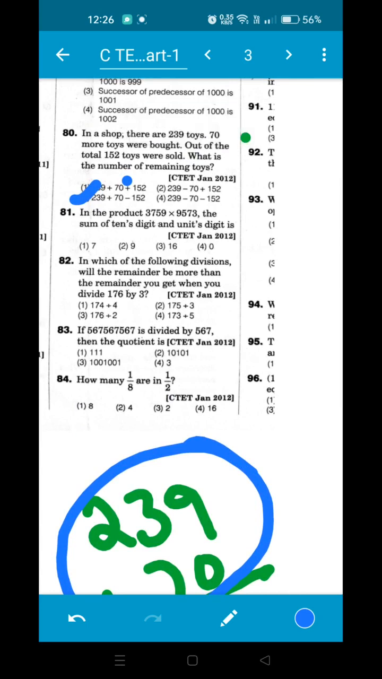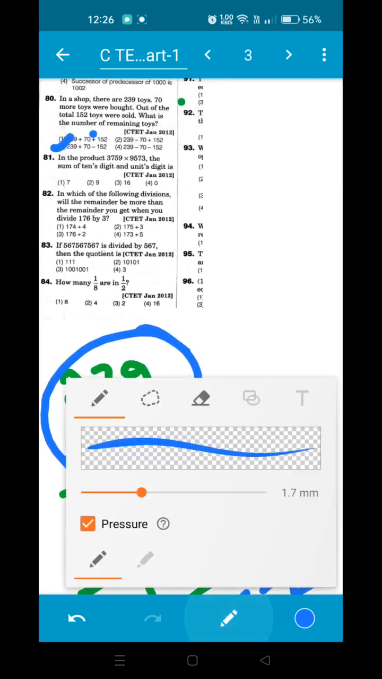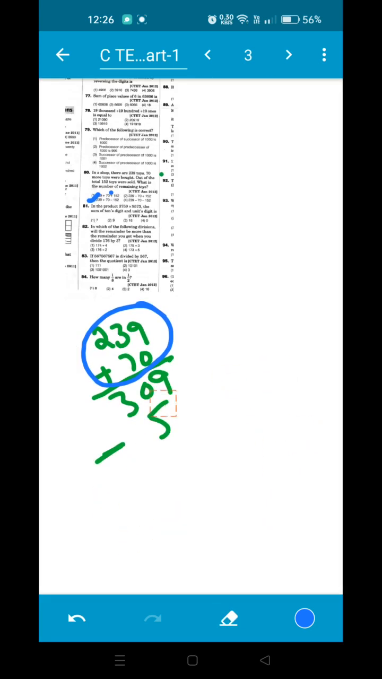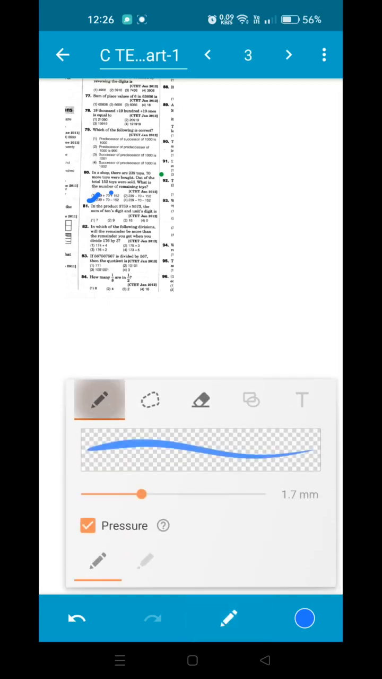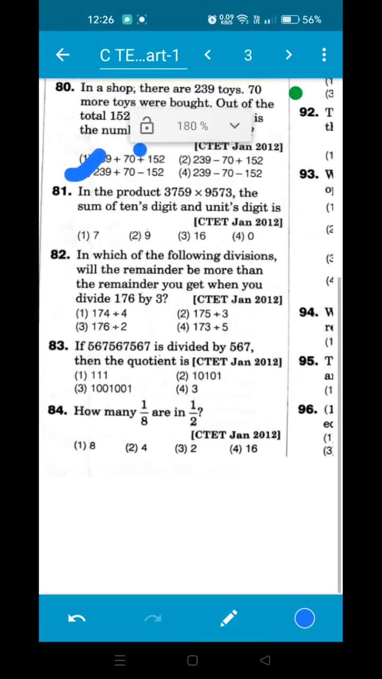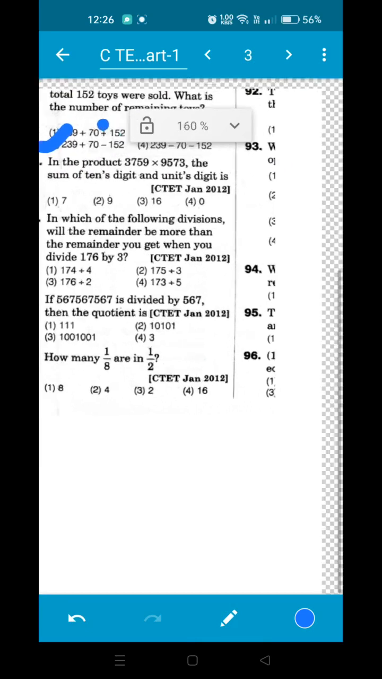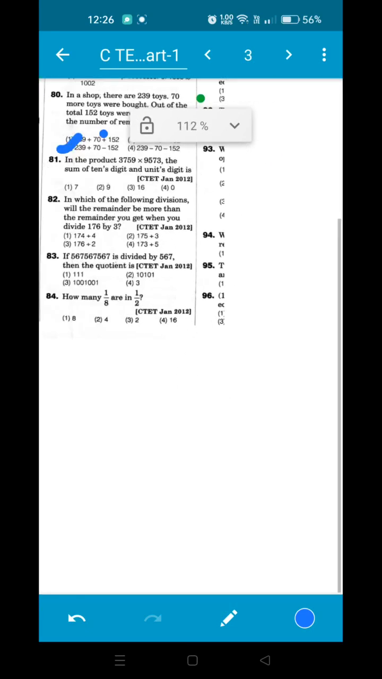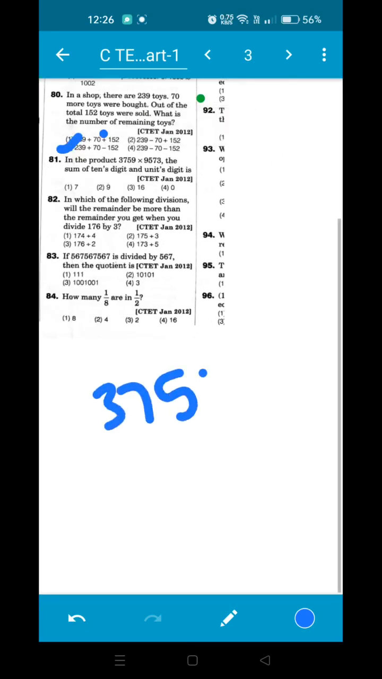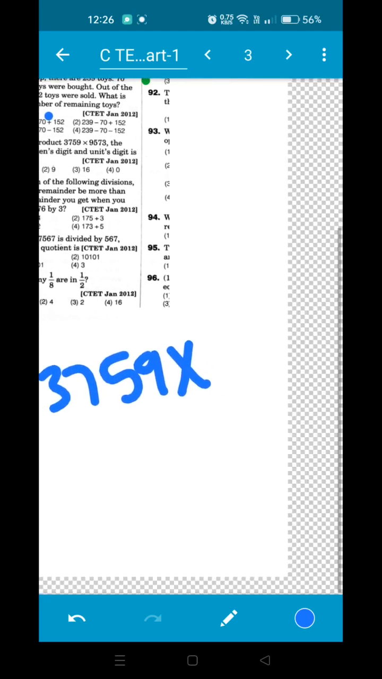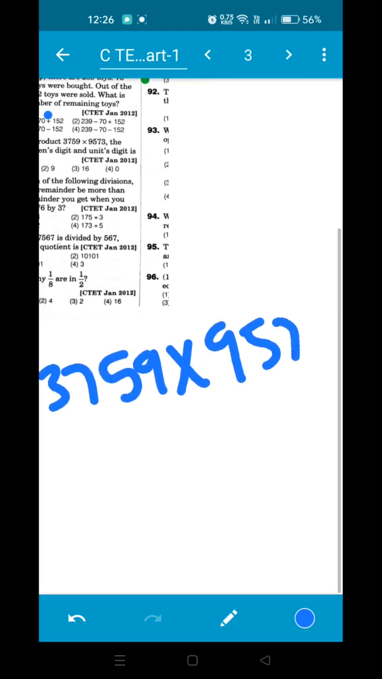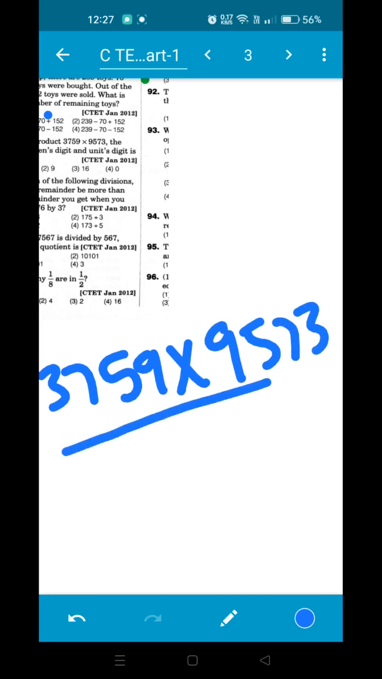Next, question number 81. In the product, the sum of tens digit and units digit is. Generally we have to find the product, but in this question we need only the units and tens digits. So you need not calculate the complete product, just stop up to tens and units. So what is the number? 3759 into 9573, right?